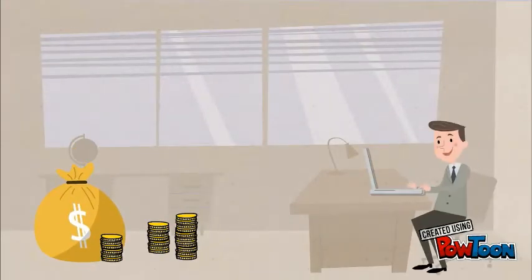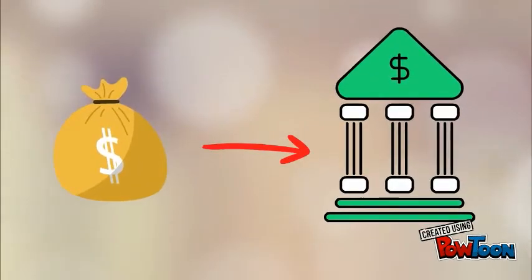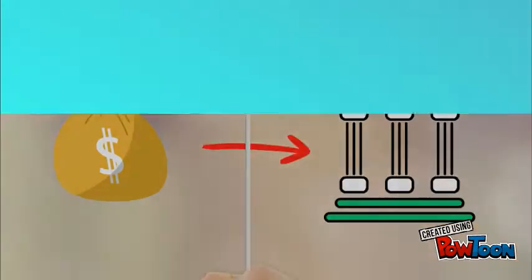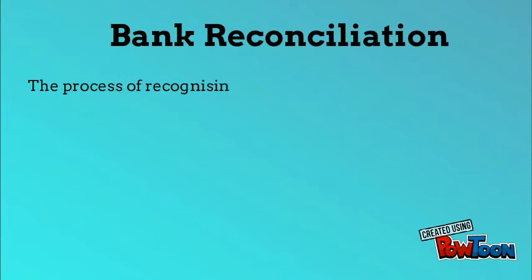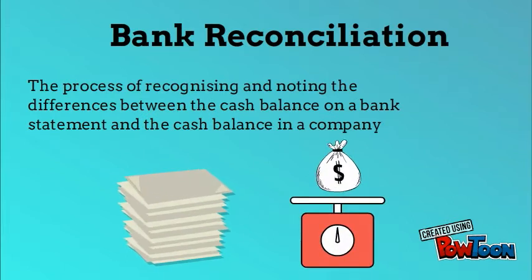it is recorded accurately. As most companies keep the majority of their cash in a bank, reconciliations are a common and effective way of maintaining control of cash. A bank reconciliation is the process of recognizing and noting the differences between the cash balance on a bank statement and the cash balance in a company's records.